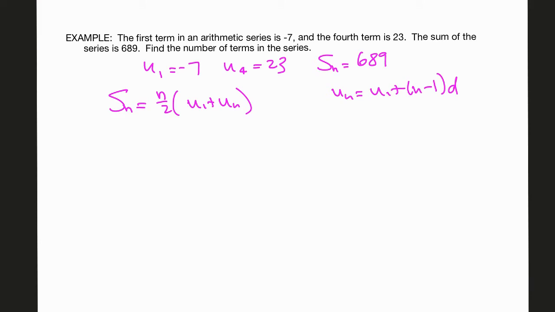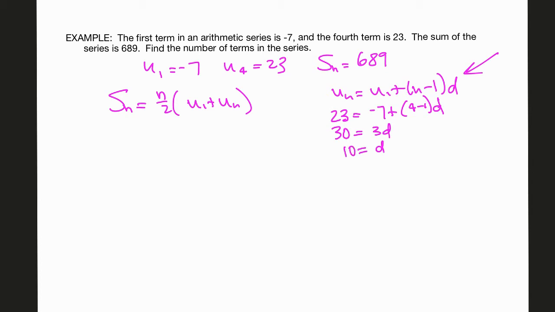Okay. So let's see. I think I'm going to start over here and see if this will help me. I have a number that I can use. I can use 23. It is the first number in the list plus n minus 1, and I know that it's the fourth number in the list, times d. So at least I'll know what d is. Let's see, that makes 30 equals 3d, so the difference is 10.